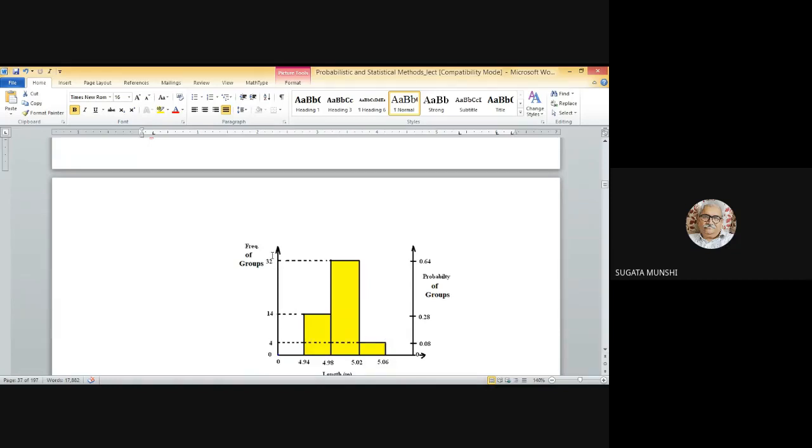So this is the frequency of occurrence. What's the corresponding probability of groups? The frequencies have been divided by 50. All right. And the probability of these groups is obtained as shown here. This group has a probability of 0.28. That group has a probability of 0.64, and this one has a probability of 0.08.